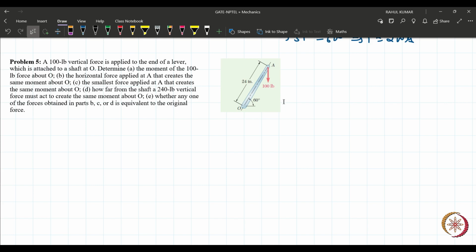Actually, I have not solved it, so I will solve it now. I don't know the answer. D won't be 10 meters, sir. Okay, okay, we will see.